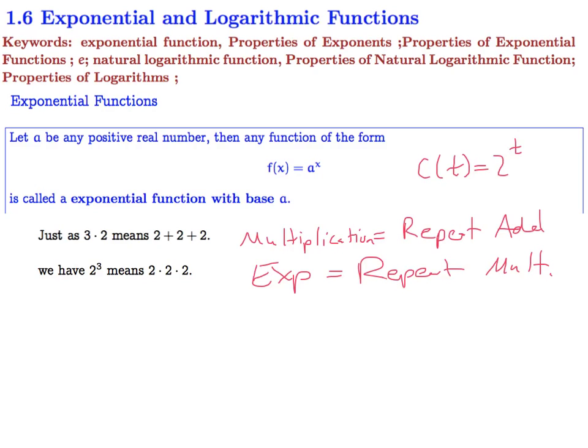Now there's also this neat thing called repeated exponentiation, which is called tetration, but that's for a different course. Don't worry about it.